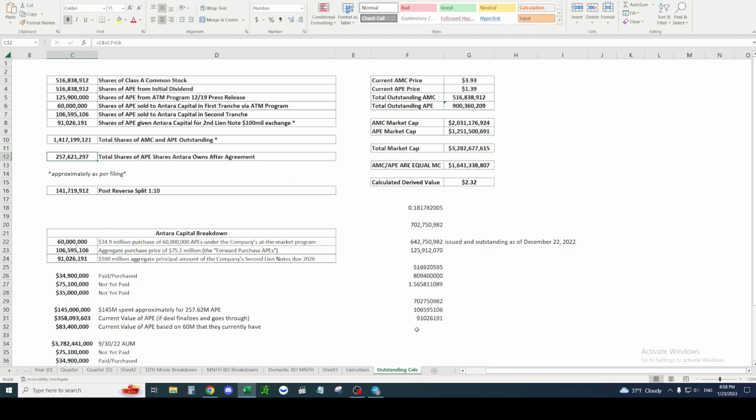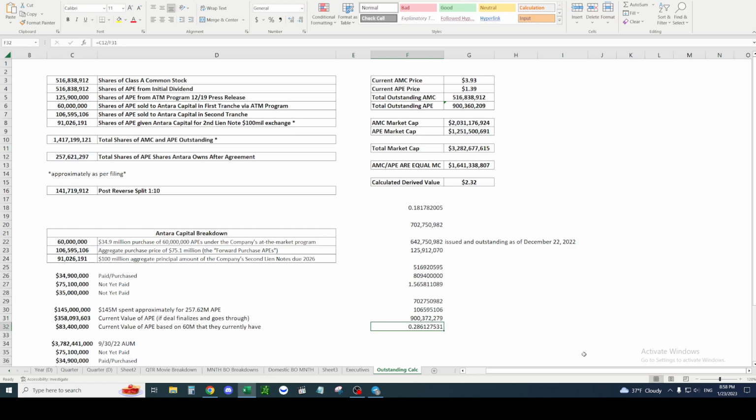If we use the updated figures, 257 million, 257 divided by outstanding APE. Hold on. So that must not be the right figure. That was total shares. Hold on. That plus that plus that. Sorry about that. So 257 divided by that.